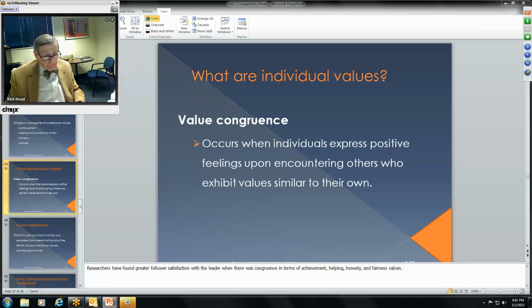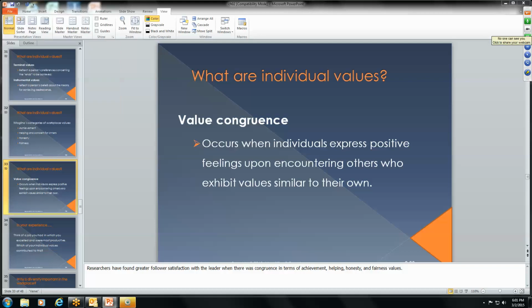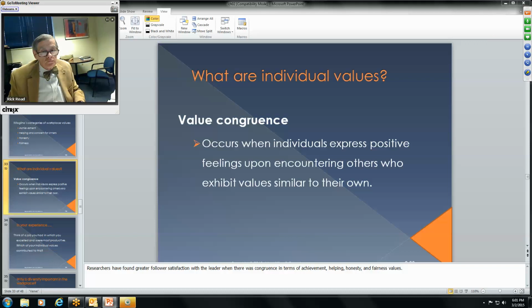Value congruence, best way to explain this is we like to be with those like us. And that's what value congruence talks about. Notice here about what it's talking about. Positive feelings when encountering others who share the same values. Now, this is your experience again.